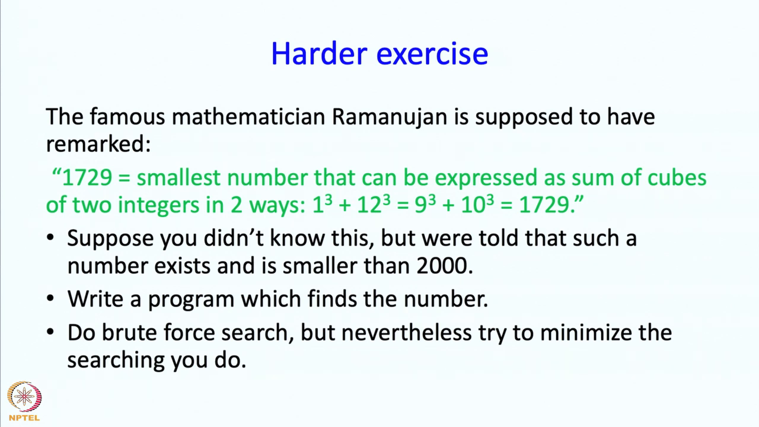So the number that you want to find is certainly one of the variables that you want. But what about those numbers 1 cube, 12 cube, 9 cube, 10 cube? So how do we exactly get them into our constraints? Okay. So that is what you need to figure out.